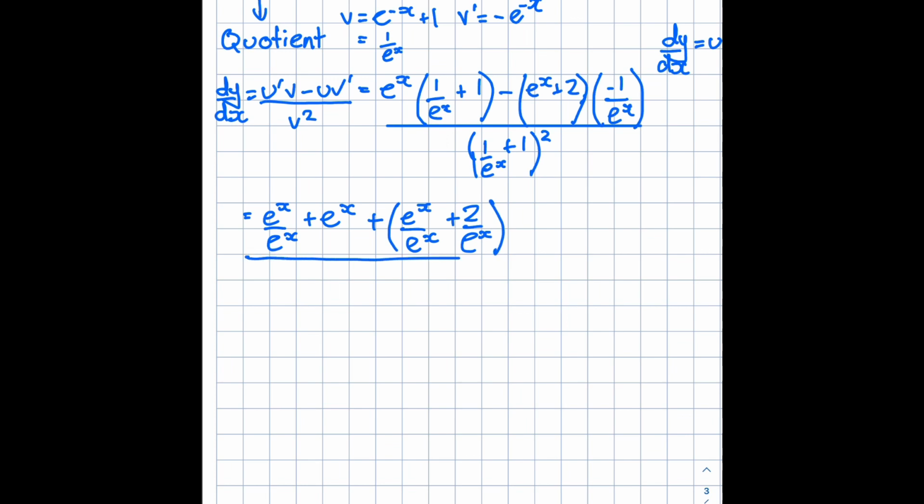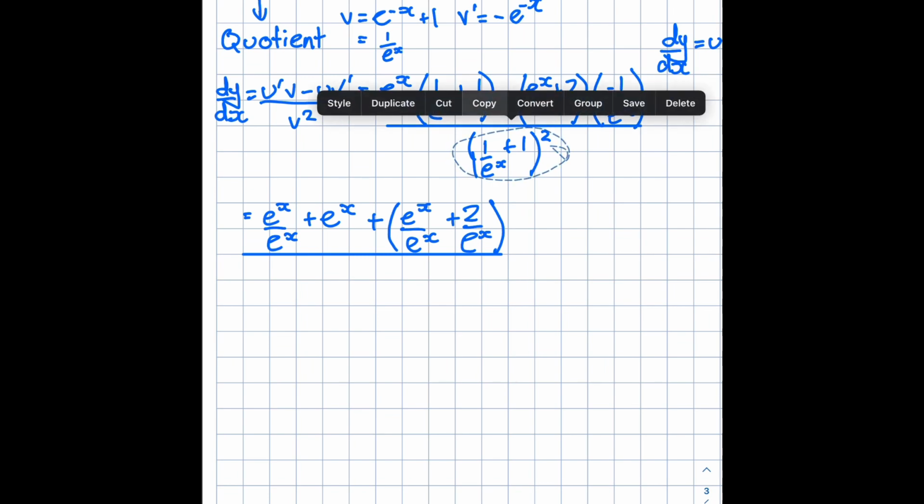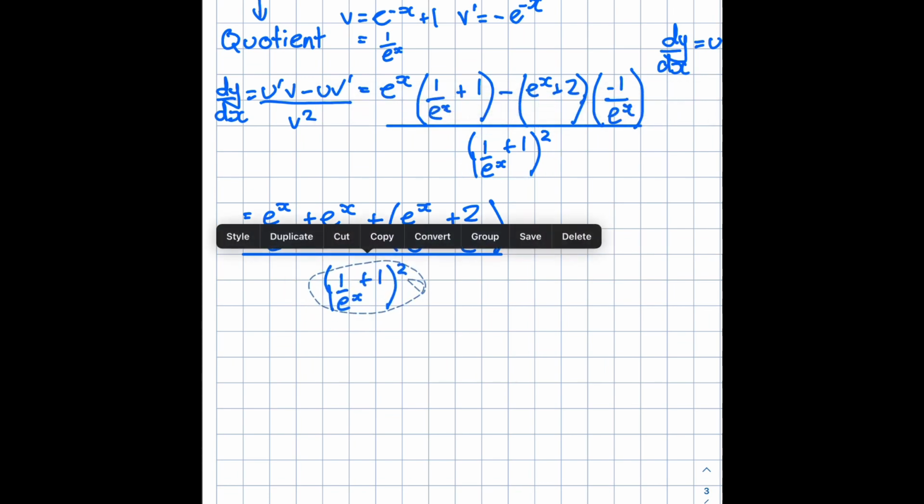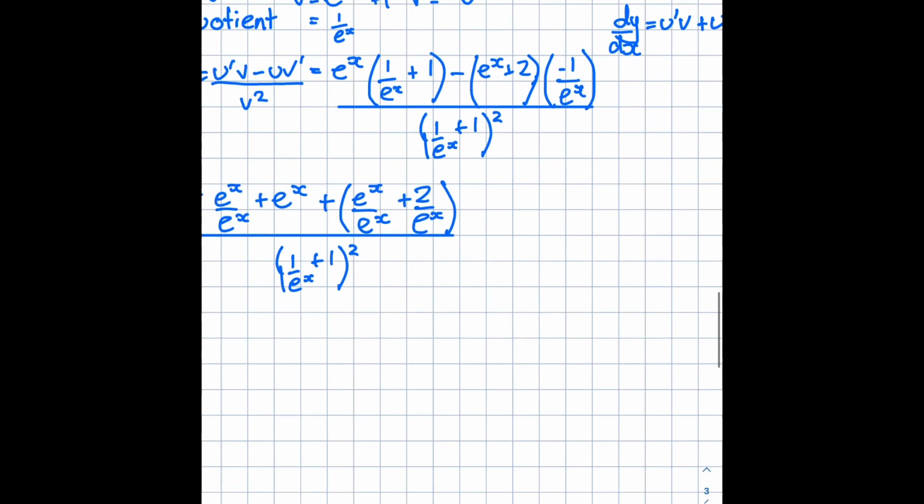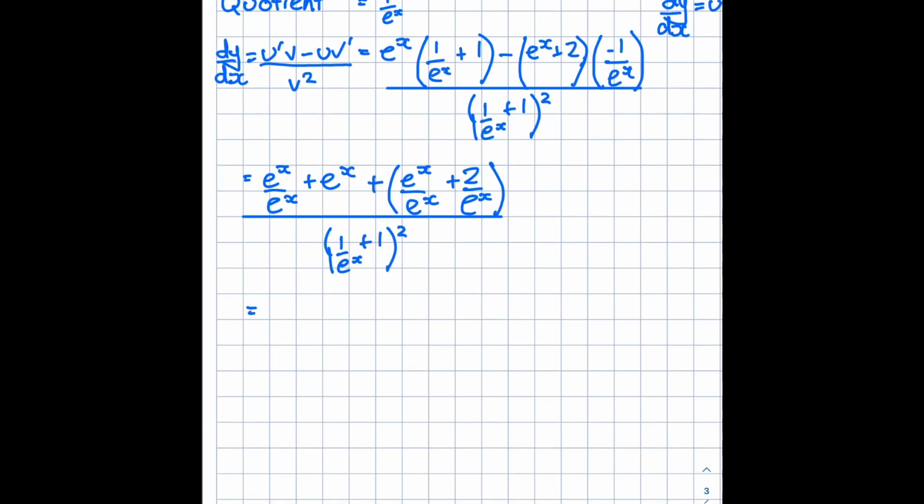All right, now this is still all over our squared term here. So let's just copy that and paste that down here. I haven't done anything with that. Now, our next term here, we've got 1 plus e to the x. So e to the x over e to the x is 1. So we've got plus 1, and then we've got plus 2 over e to the x. And then this whole thing is over 1 over e to the x plus 1 squared.